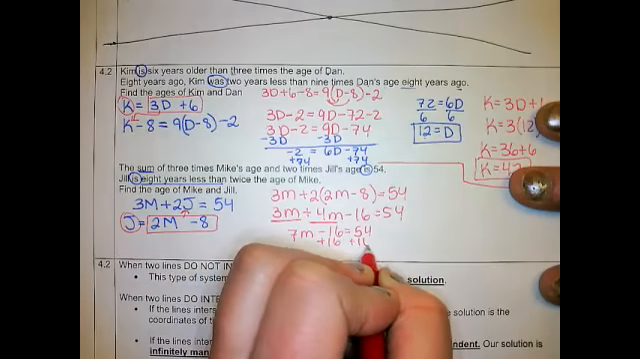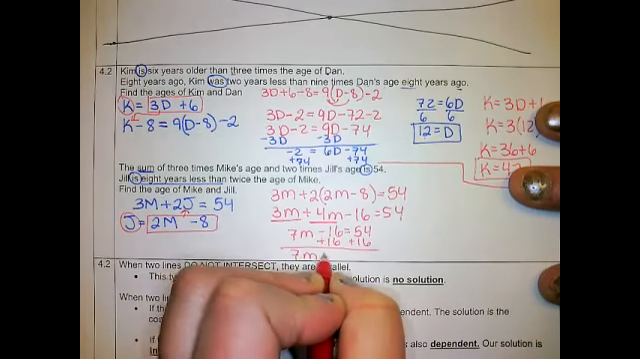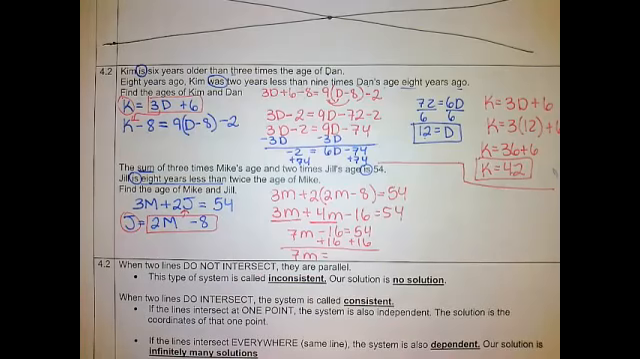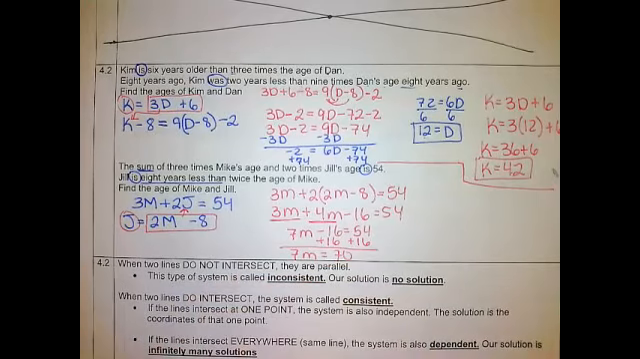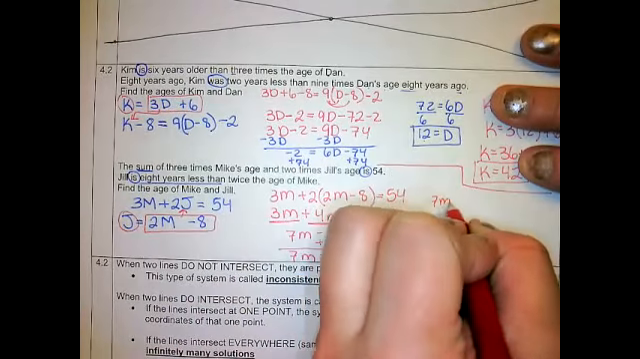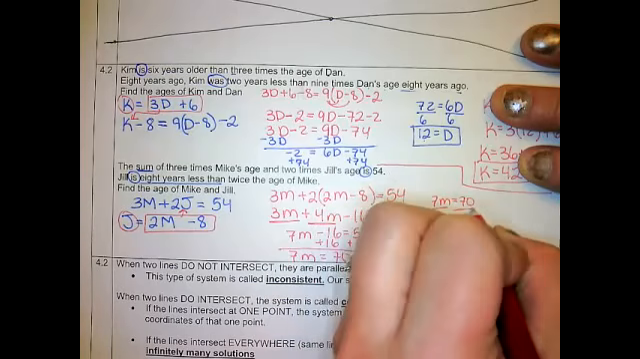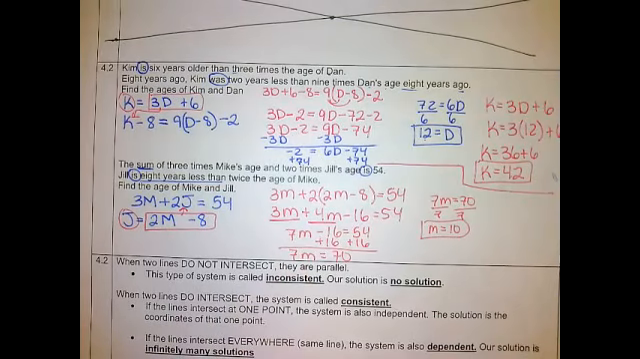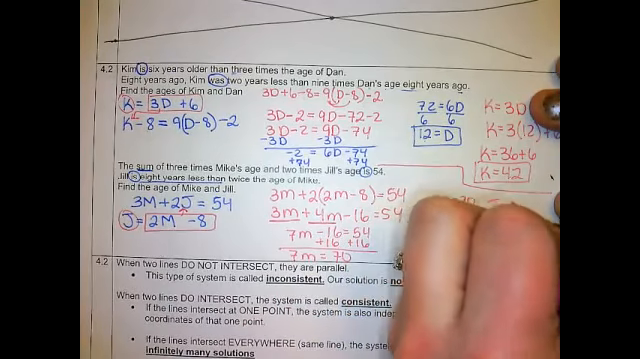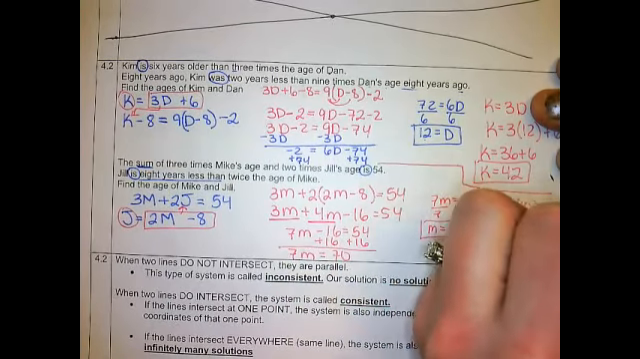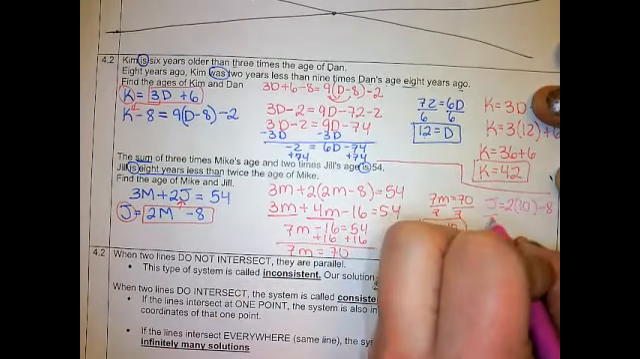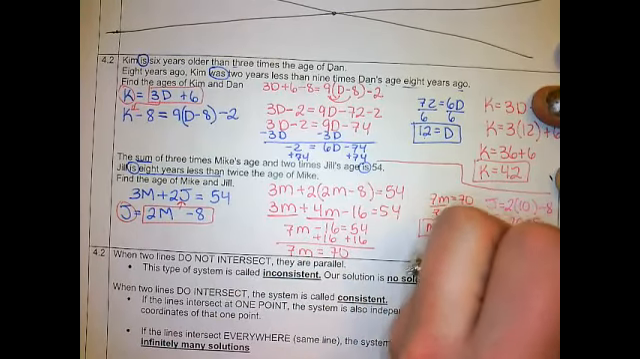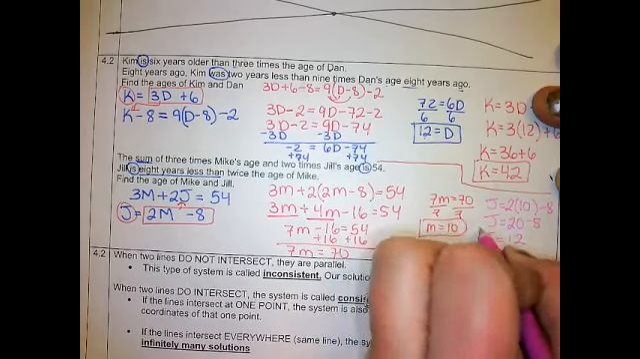Add 16 to both sides, and I get 7m equals 70. So 7m equals 70, divide both sides by 7, and I get m equals 10. So Mike is 10 years old. So now I need to find Jill's age. So I know that Jill is 2 times Mike's age minus 8. So Jill is 20 minus 8. So Jill then is 12.